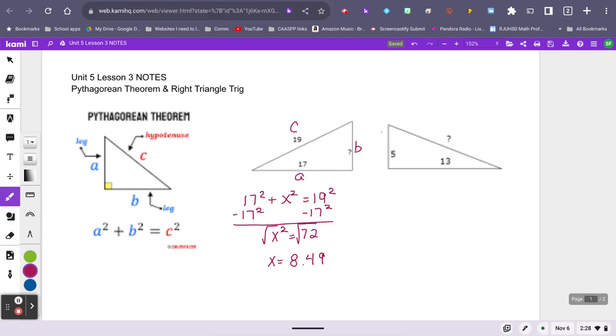Now with the next one, label the sides A, B, C, and we can get it to be 5 squared plus 13 squared equals x squared. On the calculator, or in Desmos, you just go 5 squared plus 13 squared and you get 194 equals x squared. Take the square root of it, and we're going to get C to be about 13.93. C always is the longest, so we knew it had to be bigger than 13.